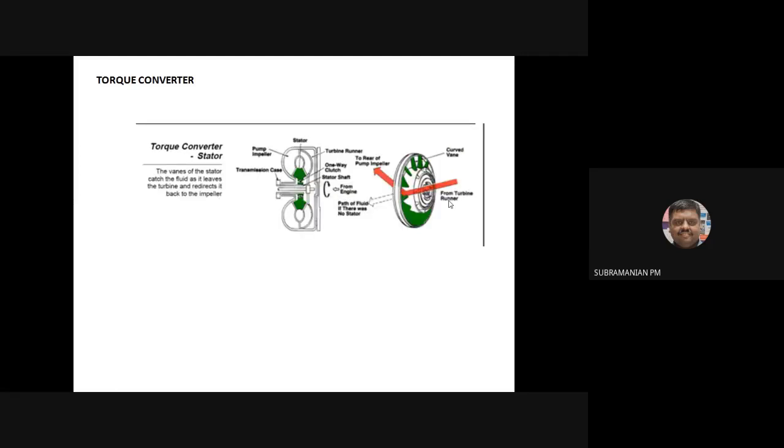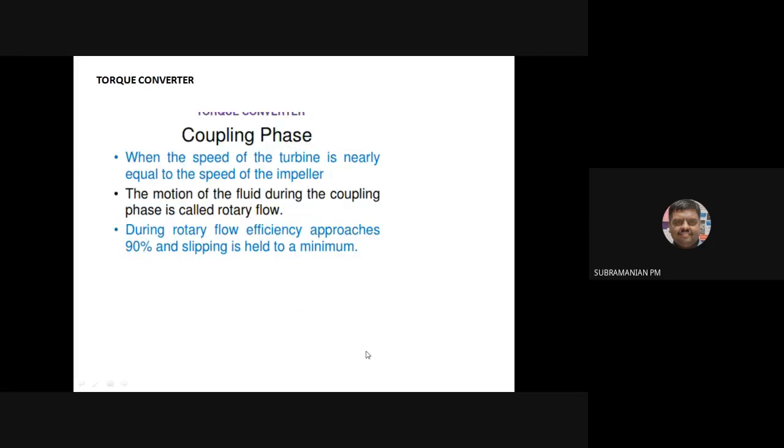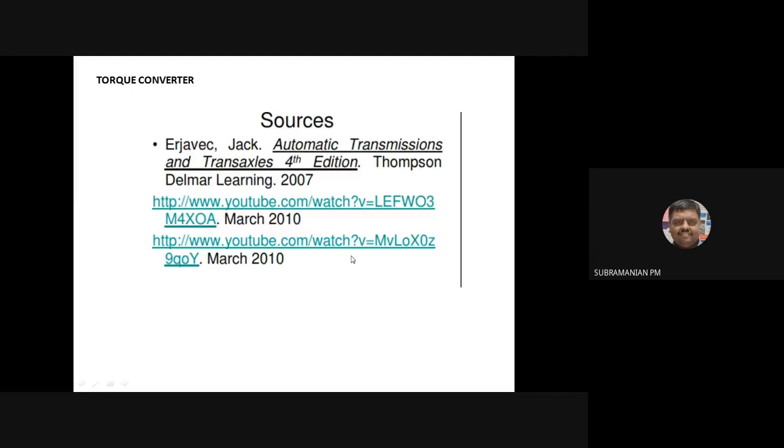So I have taken different references. Whichever slide or explanation is comfortable, you can refer to it, okay? Now see, when I am not fixing the stator, fluid coming from the turbine will be going like this. By fixing the stator, you can see, it will be going like this, okay? This will rotate in one direction and that will rotate in another direction. Actually, this direction will be assisting the impeller rotation, okay? I have told about stall. This one is called the coupling phase.